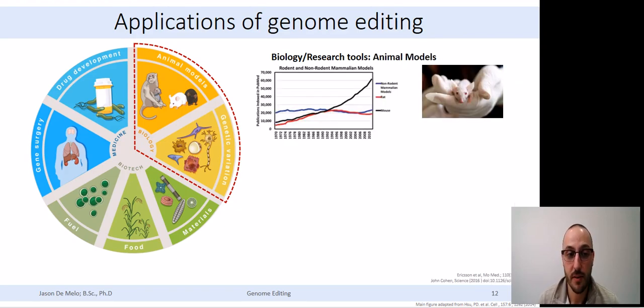CRISPR is also important for the ability to generate animal models to study biology. This is especially key when we're looking at being able to translate work done at the bench into the clinic. Without a proper animal model, it's difficult to understand our biology in a more complex organism.